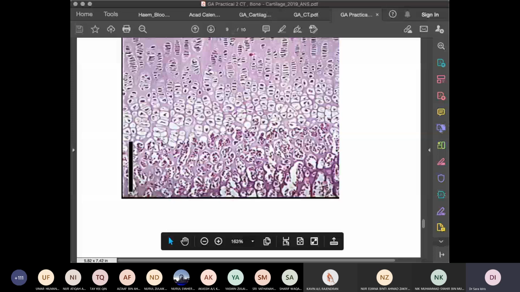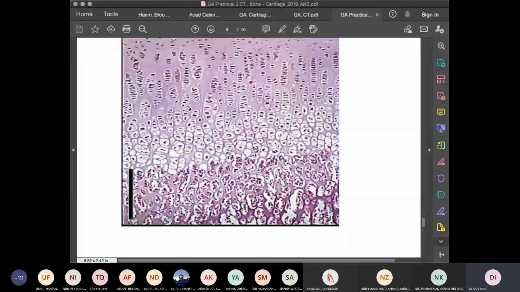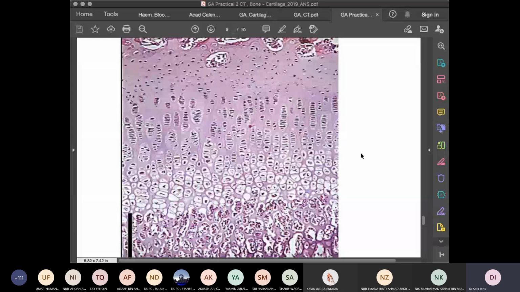So the zone of reserve cells, and then they will divide and proliferate, become more cells, and stack up together. Then the cells will grow bigger, that is hypertrophy, and then they will accumulate mineral in the matrix. That's your calcification, and eventually the cartilage will undergo ossification, and that's your zone of ossification. This is how the epiphyseal plate becomes bone. This is how you grow in length, how you become taller, because your epiphyseal plate is constantly making more and more bony material, so your long bones become longer.